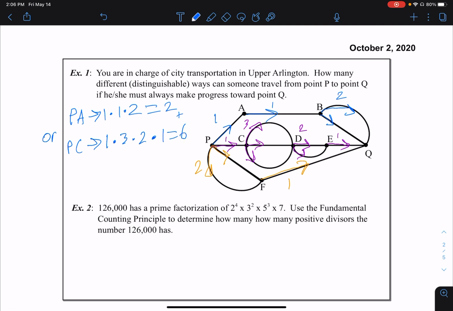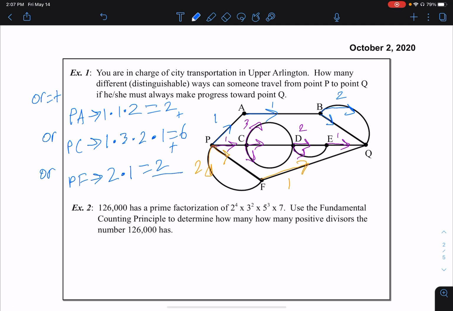And then we have one last way, which is starting with P to F. So we got or again, because that or equals addition. And the P to F way starts with 2 ways. And then there is 1 way. And that equals 2. We're adding that as well. So in total, we have 10 different ways we can get from point P to point Q.